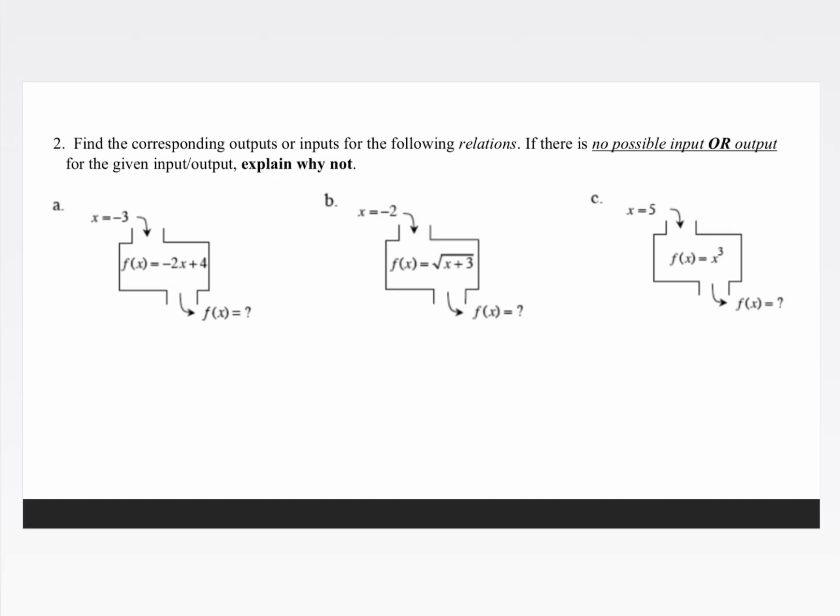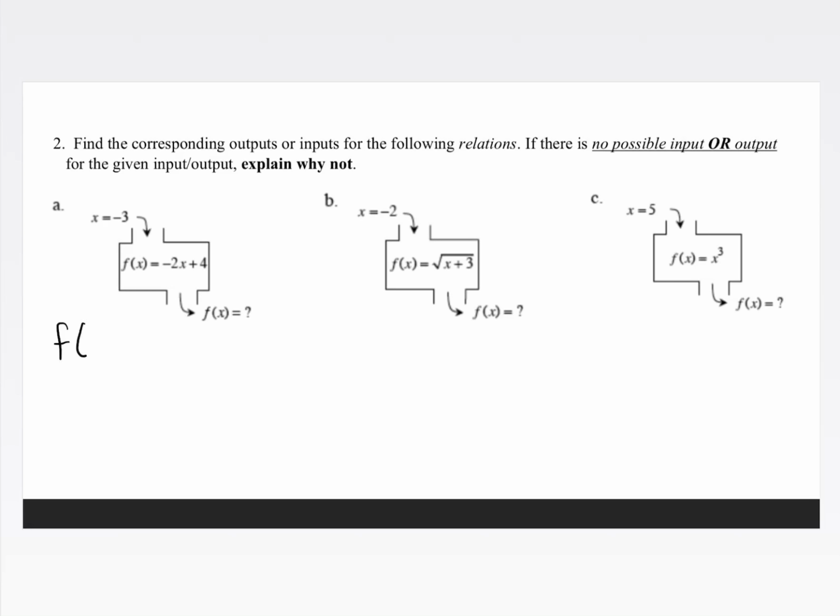Looking at some other examples, we're going to deal more with relation machines. So learning how to plug in a value for x into a relation and identify the output. Now some of our examples will have inputs and outputs, but others will not. So we'll need to keep an eye out for that. In our first example here, we have x equals negative 3, and we're plugging it into the relation machine, f of x equals negative 2x plus 4. So we want to figure out what our output would be.